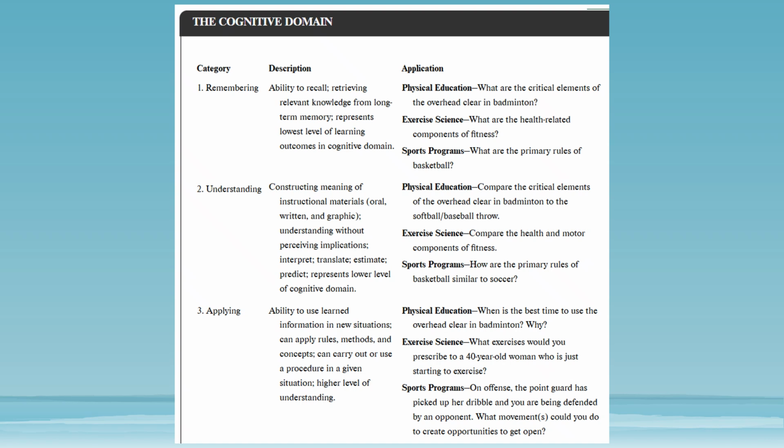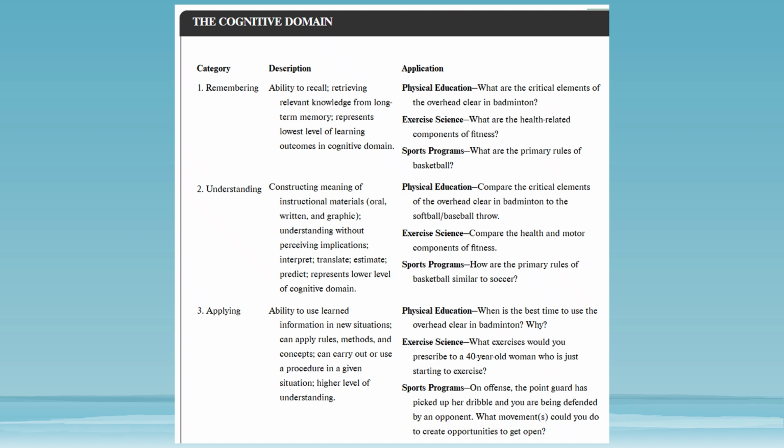And as far as applications are concerned, with physical education, we ask the question, what are the critical elements of the overhead clear in badminton? For exercise science, what are the health-related components of fitness? And for sports programs, what are the primary rules of basketball?